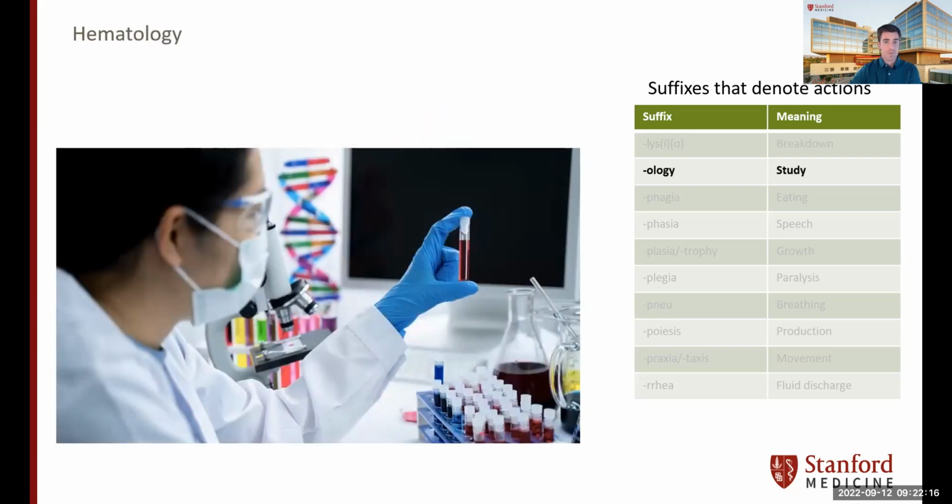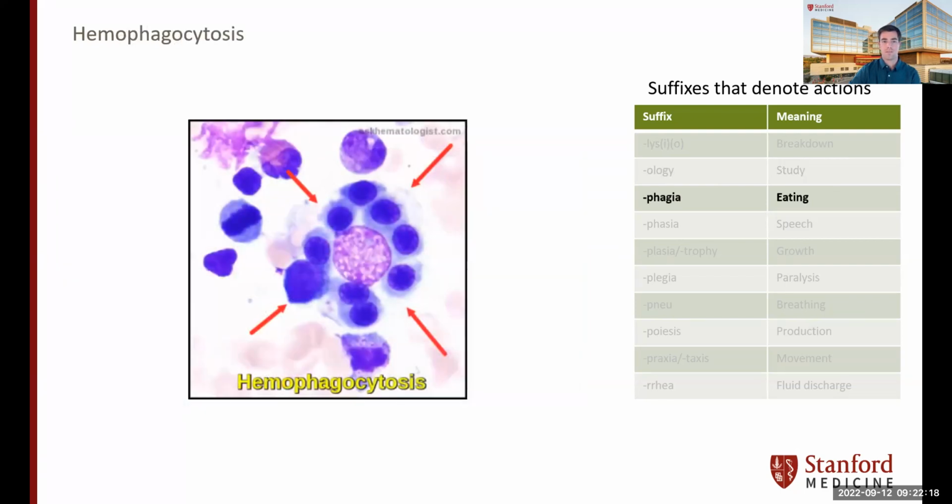Hematology is the study of blood. Hemophagocytosis, this is a big one. But remember that phagia is eating. And so hemophagia is when your blood is eating your blood. So this is where your macrophages, which are a sort of a cell that allows you to eat things up, are eating some of the red blood cells and white blood cells in your body to try and clean things up at a wound site.